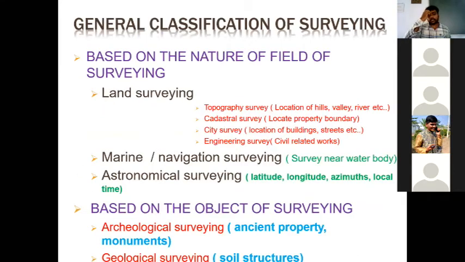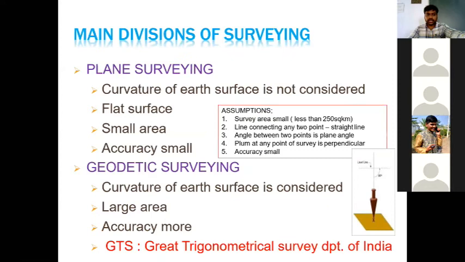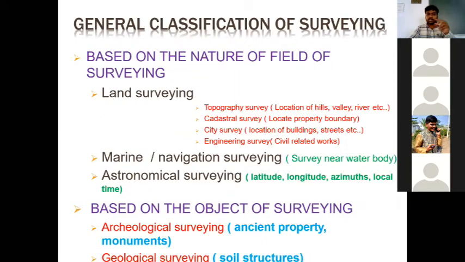As I was telling, there are two types of classification. One is primary classification, the second is secondary classification. In the primary classification, there are two types that I have just mentioned, that is plane surveying and geodetic surveying. Now coming to the secondary classification, we have 4 types in that. We'll go one by one.